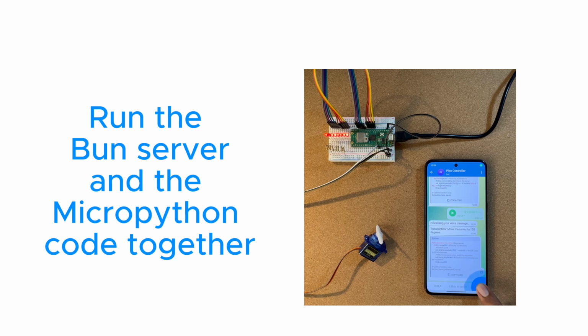Create a rainbow pattern on the LEDs. Run both the bun server and the MicroPython code together and experiment with what all LLMs can do.